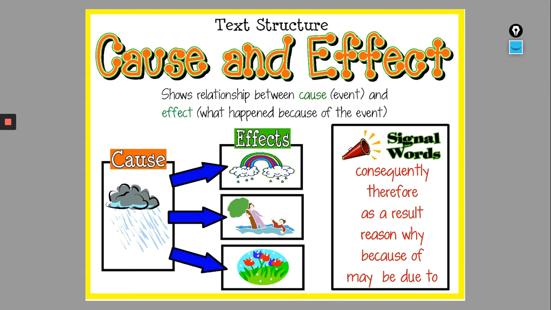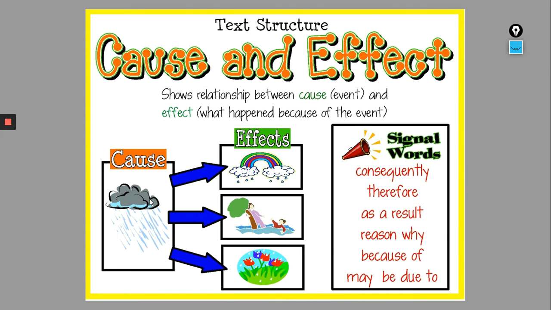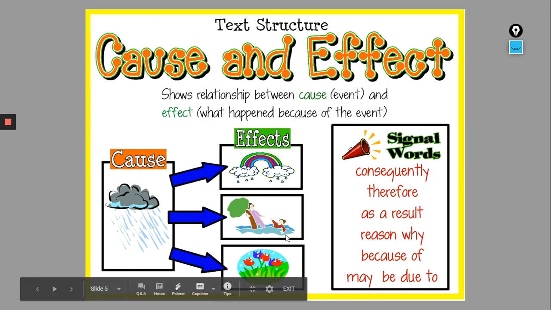So here's a great example. If it's raining, right, that's the event. The cause is rain. What happens? So the cause is why it's raining. The effect is what's going to happen because of this rain. So you might have a rainbow, there might be a flood, it might just water your flowers. So those are effects of the rain.